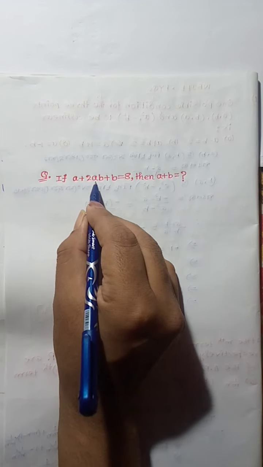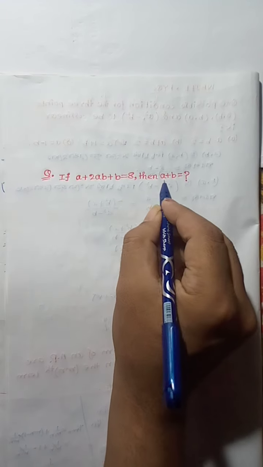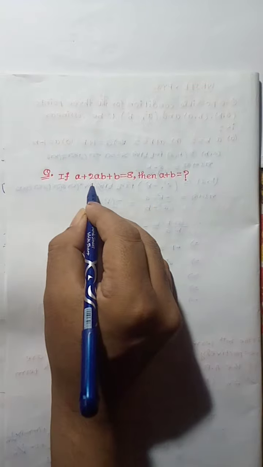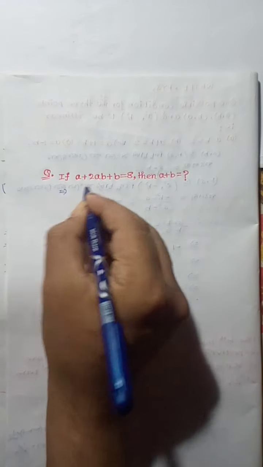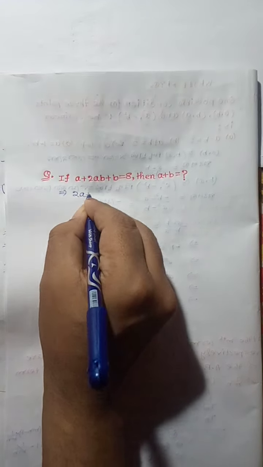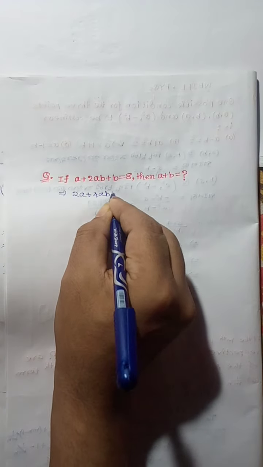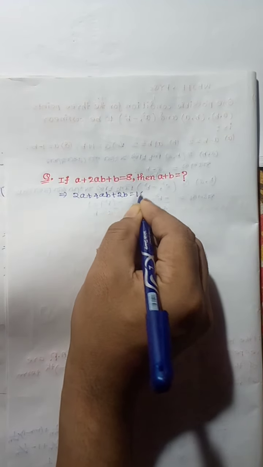If a plus 2ab plus b equal to 8, then what is the value of a plus b? To do this, we have to multiply this equation by 2. So this is going to be 2a plus 4ab plus 2b equal to 16.